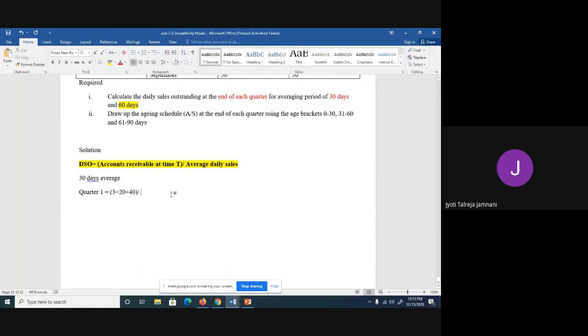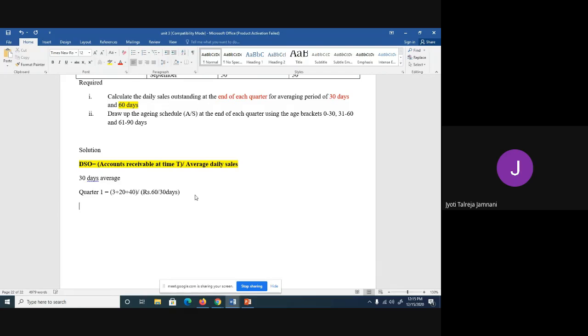So to find average daily sales, we will take only March sales, which is 60. So I'll write here rupees 60 for you, so you don't get confused. Divided by number of days. They have told us 30 days average, so 30 days. So this will give me average daily sales for 30 days average. When I solve this, I will get the value of days sales outstanding.